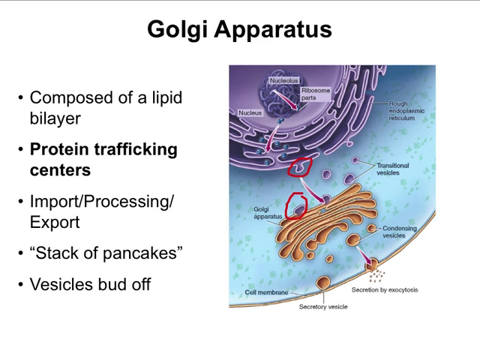They fuse with the phospholipid bilayer membrane there, and then they are shipped out again from the other side, repackaged and labeled for their destination, where they may or may not fuse with the cell membrane and make their way outside of the cell. So the Golgi apparatus is involved in trafficking protein. Again, it's composed of a lipid bilayer, and it's involved in import and processing and export. It looks very much like a stack of pancakes.